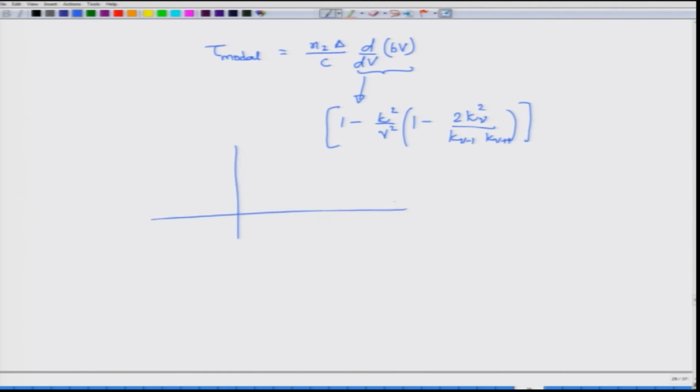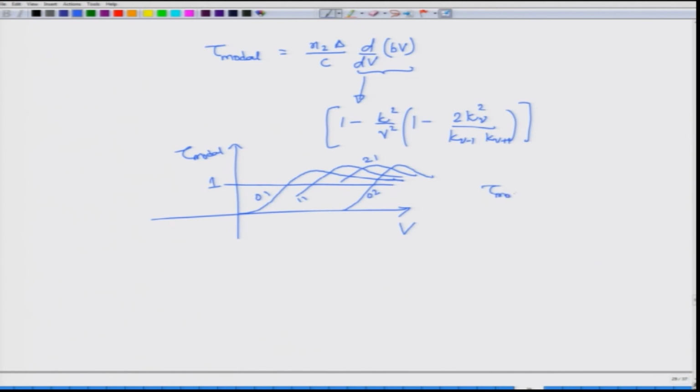And if you plot this tau modal, as Gloag has plotted in his paper, with respect to V, you will see that for the 0 1 mode you will see something like this. The normalized modal delay will be 1, and most of the modes asymptotically reach this 1, but different modes, for example the 1 1 mode, would look something like this, then you have a 2 1 mode which goes something like this, then a 0 2 mode which goes something like this. So, this is for 0 1, this is for 1 1, this is for 2 1, this is for 0 2, and so on.